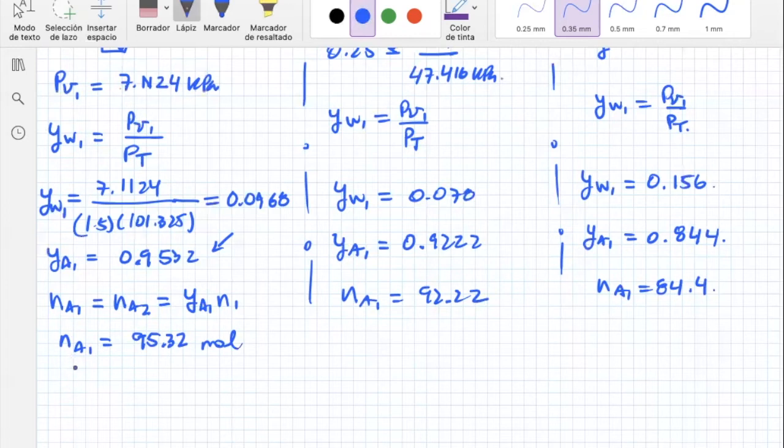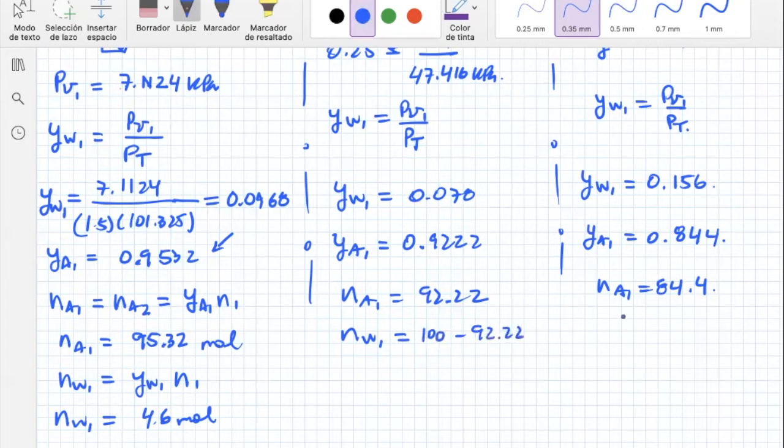But before I do that, let me put here NW1, which equals the molar composition of water at 1 multiplied by the number of moles that went in. Therefore, I already have these Na1s here for all these 3 cases, and it's just writing numbers like that. So NaW1 equals, what do I have here? Oh, I didn't put it. I didn't put these ones. Well, okay, but you can see that this should be 100 minus 90.22, and this one is 100 minus 84.4. So I don't have those numbers because they are not actually asking me that.